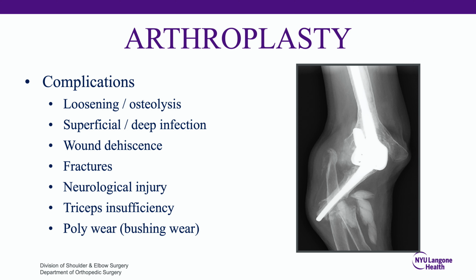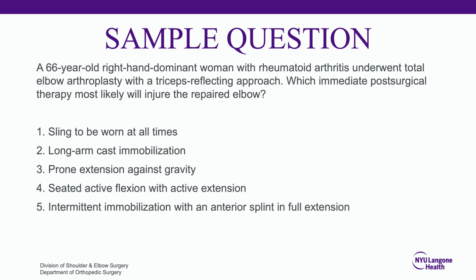Although elbow replacements can work quite well in the majority of patients, it is associated with a significant number of complications. This is just a small list of complications, including loosening, osteolysis, as well as wound problems early after surgery. Fractures, injury to the nerves around the elbow, as well as triceps insufficiency, which is probably the most common complication, as well as bushing wear. So these are all things that are very, very common, and you have to be able to address all these individually. So, sample question on the complications.